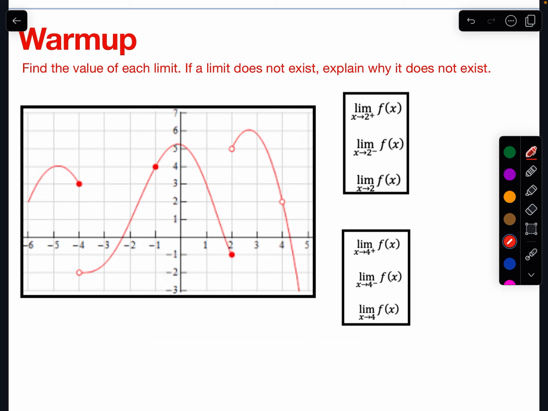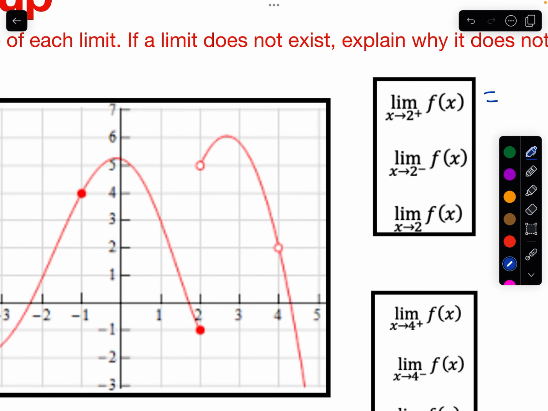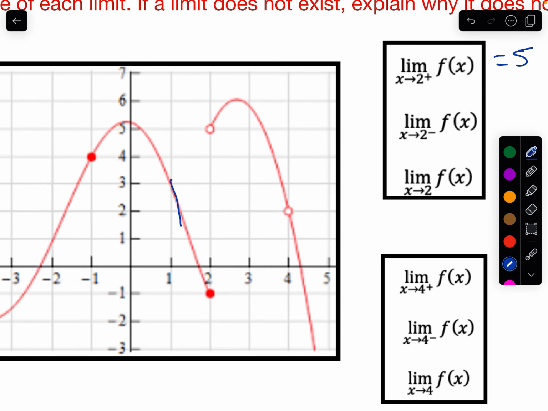So starting with the limit as x approaches 2 from the right. As x approaches 2 from the right, here's x equals 2. As x approaches 2 from the right, our function is approaching a y value of 5. So this limit would be equal to 5. Directly underneath that, we have the limit as x approaches 2 from the left. Well, as x approaches 2 from the left, this function approaches a y value of -1.